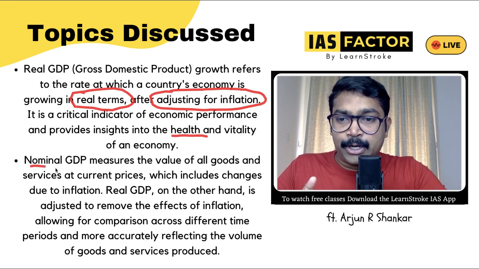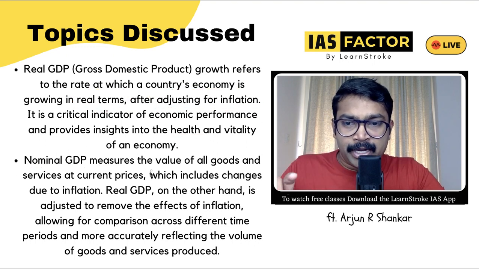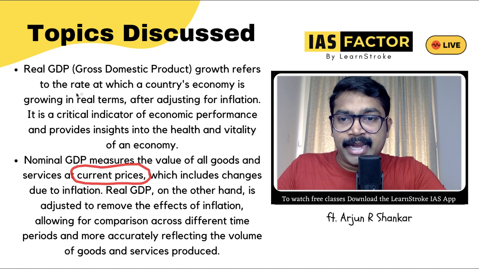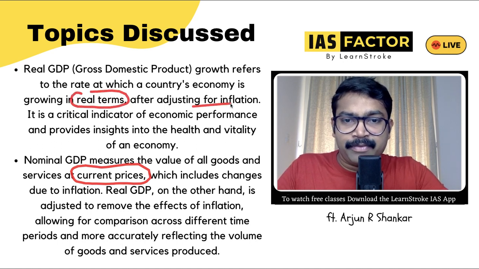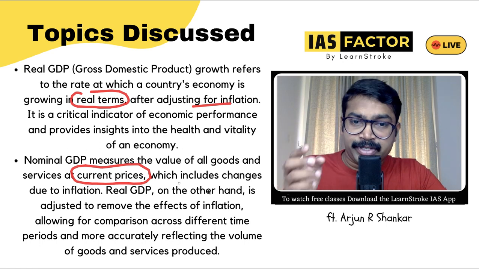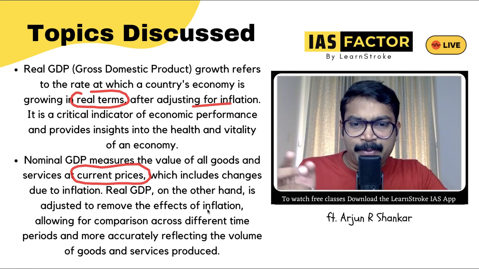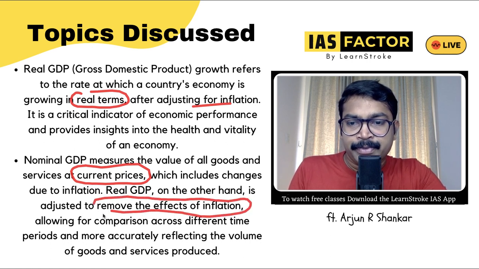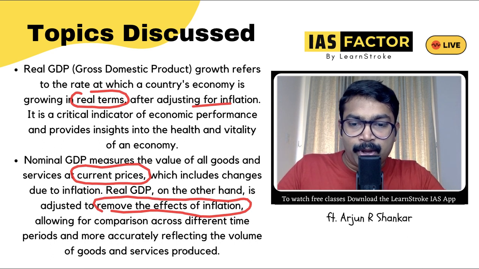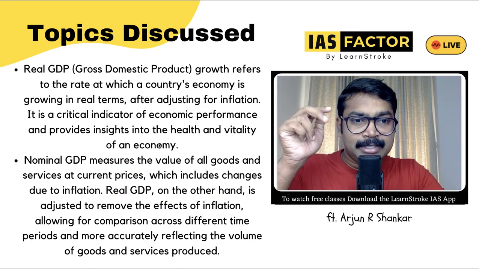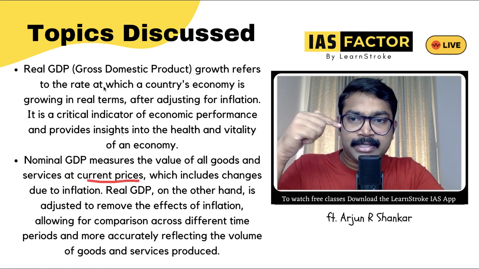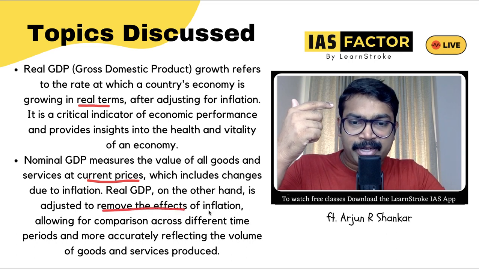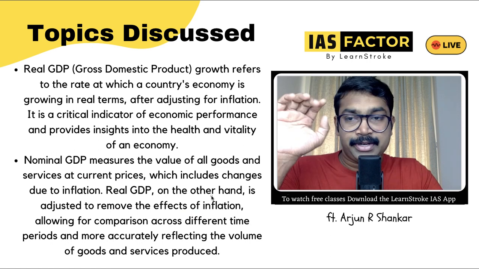And now let's look at the nominal GDP rate. So what is it? The nominal GDP measures the value of goods and services at current prices. That is the key word. Here the real GDP was in real terms, adjusting for inflation. Nominal GDP measures current prices, which includes changes due to inflation. So real GDP, on the other hand, is adjusted to remove the effects of inflation. So in real, you remove the effects of inflation, allowing comparison across different time periods more accurately. So this is one. Real is at constant prices, nominal is at current prices, and real GDP removes the effects of inflation. Always remember the words: remove the effects of inflation.